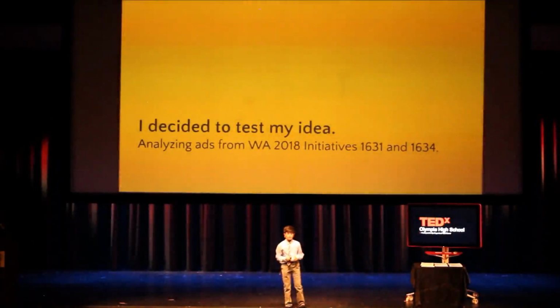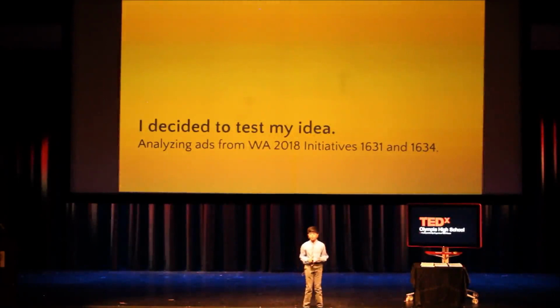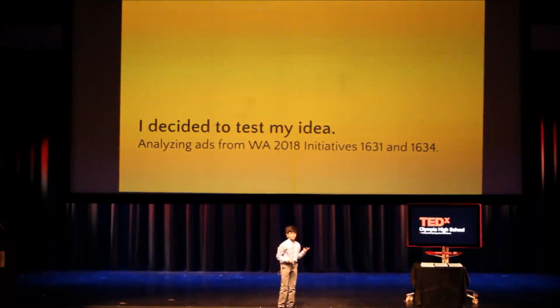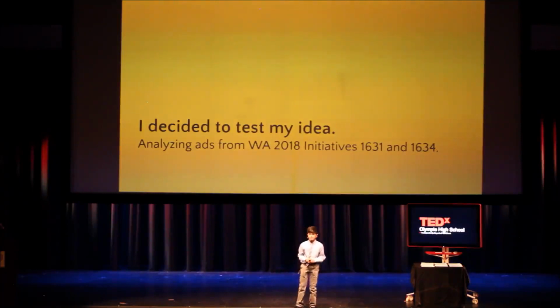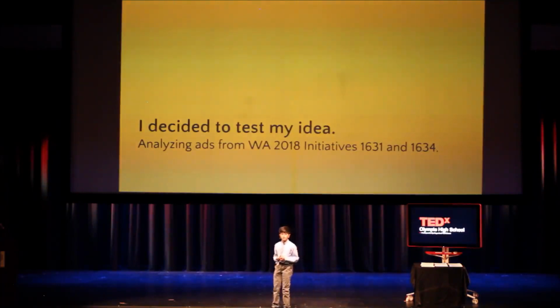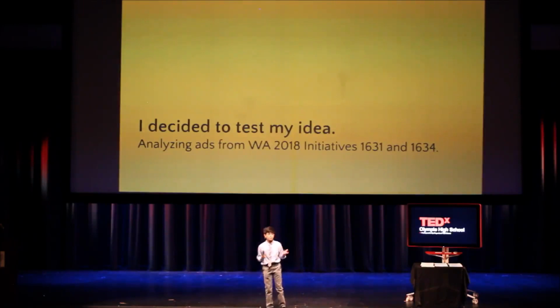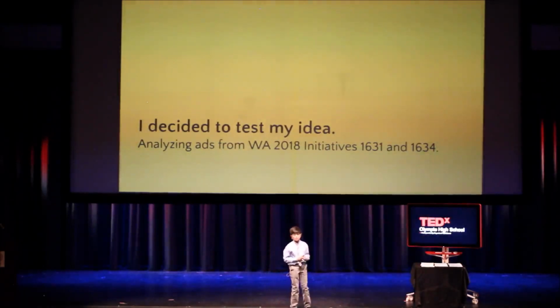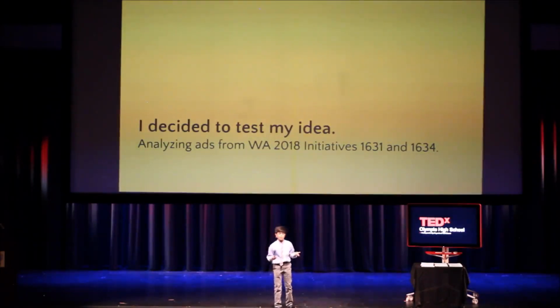To test my idea, I chose ads from the Washington State 2018 midterm election, Initiative 1631 and 1634. Here's how the voter's guide describes them. 1631. This measure would charge pollution fees on sources of greenhouse gas pollutants and use the revenue to reduce pollution, promote clean energy, and address climate impacts under oversight of a public board. 1634 concerns taxation of certain items intended for human consumption, such as raw or processed foods or beverages.